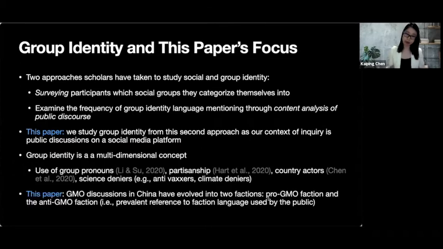And in my paper, when I look into the GMO discussion in China, the identity which I focus on is based on people's science attitudes, which I call the pro-GMO faction and the anti-GMO faction. It is the reference to this type of factional language the public use a lot when they discuss the GMO issue. So this is the identity dimension I particularly look into for the GMO discussion.